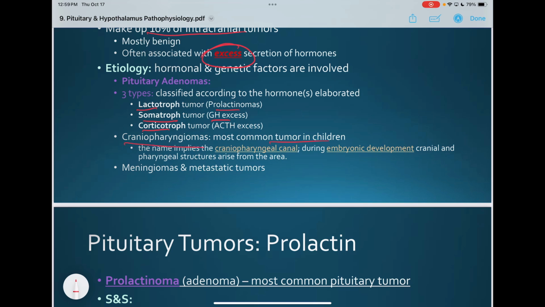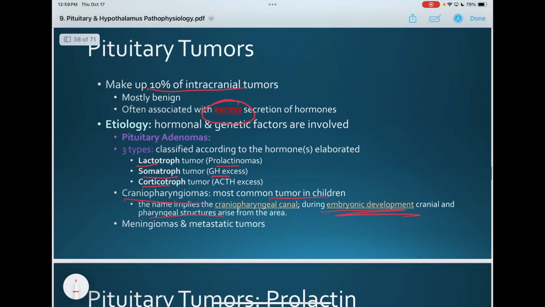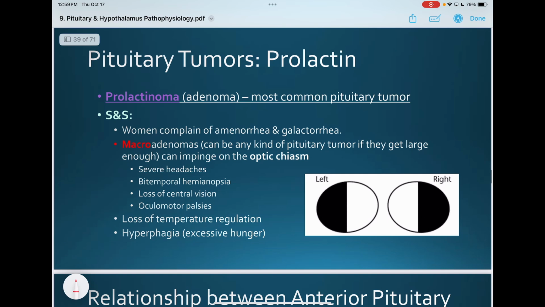Craniopharyngiomas are mainly more common in children. So craniopharyngeal canal, so during development, cranial and pharyngeal structures arise from this area. Meningiomas, metastatic tumors can also be causing these pituitary tumors. So prolactinoma is the most common one. The visual changes, that tunnel vision because of the compression of the optic chiasm. So bitemporal hemianopia is what you get, tunnel vision. You can't see the peripheral, only middle.